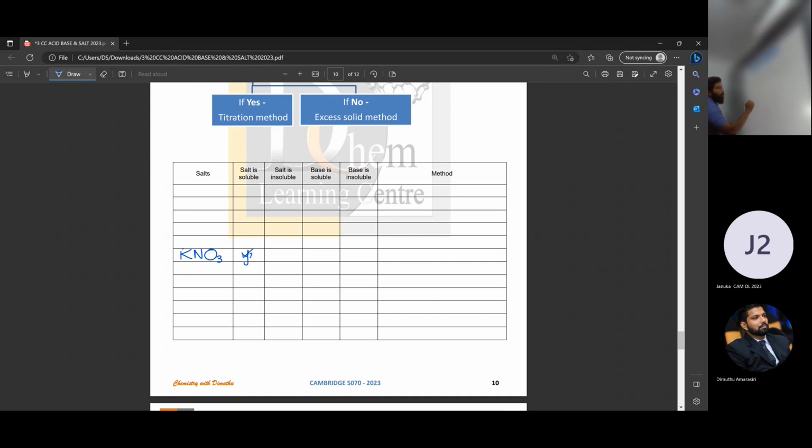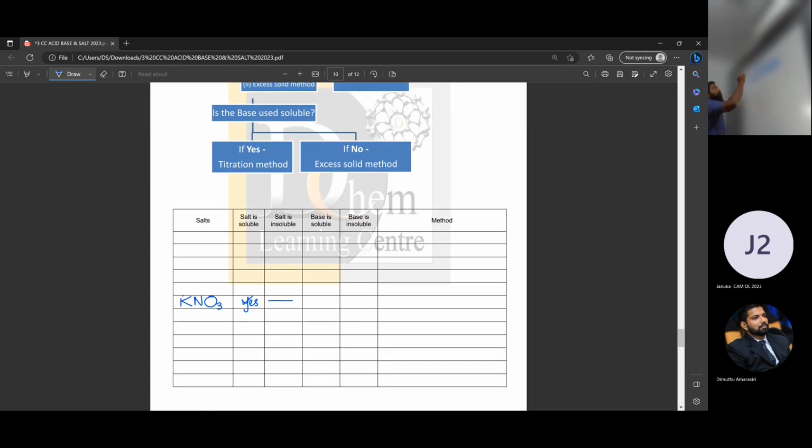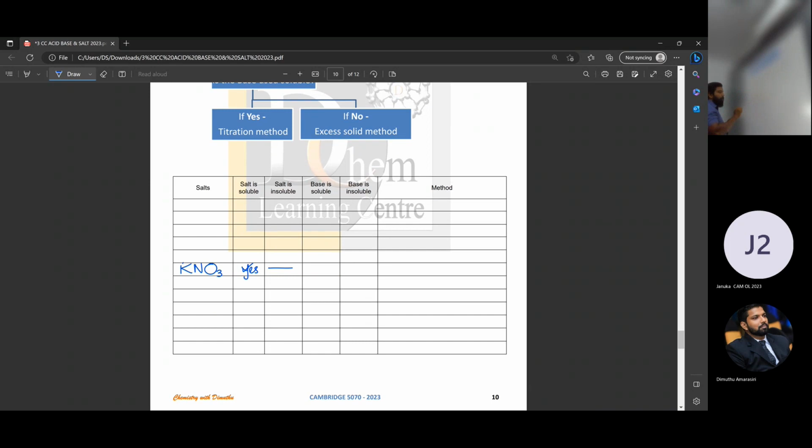We wrote yes. Then the question we ask: if it is soluble, then we have two pathways, titration or excess solid method, and the base is soluble. So potassium nitrate can be made by reacting, definitely not potassium with nitric acid, because potassium is very reactive and explodes with acids. So we don't choose that.